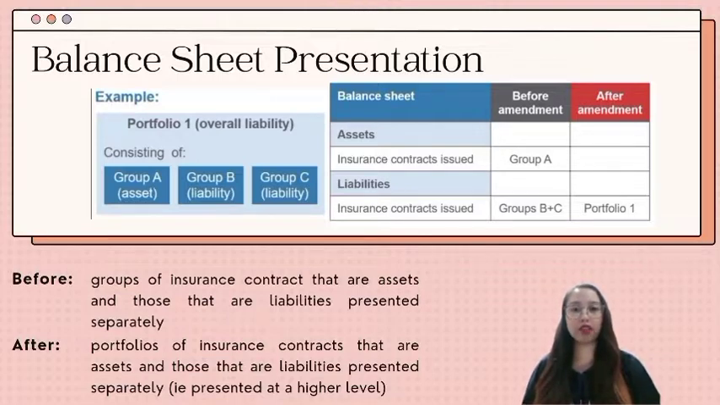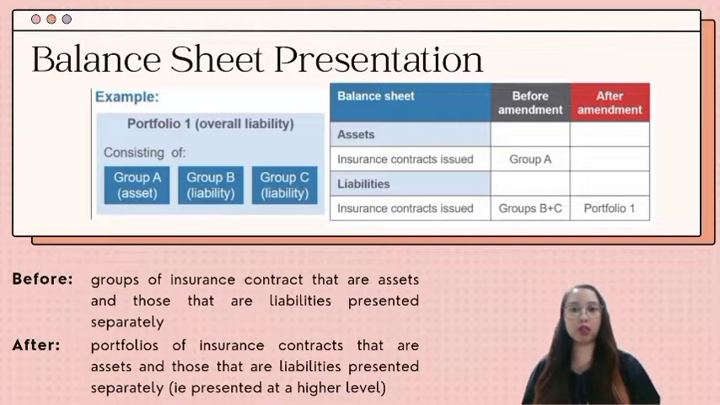Nire-require po ng IFRS 17 na mag-recognize and measure ng groups of insurance contracts sa entity. Ito nga po yung level of aggregation requirements. So before po ng amendment, nire-require po ng IFRS 17 na mag-present po si entity sa balance sheet ng groups of insurance contracts that are assets separately po dun sa mga liabilities. And ito po ay consistent naman po sa level kung saan po nagre-recognize and measure ng insurance contracts si entity. So after po ng amendment, nire-require na po na mag-present po sa balance sheet si entity ng portfolio of insurance contracts that are assets separately dun sa mga liabilities.